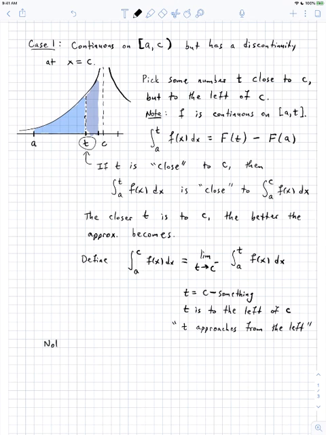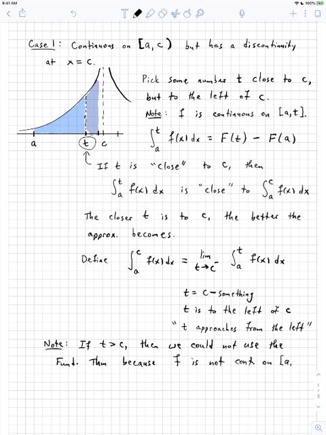So note, let me just write this down. If t was bigger than c, then we could not use the fundamental theorem of calculus because f is not continuous on the interval from a to t if t is bigger than c. Okay, so that's why we have to approach it from below.